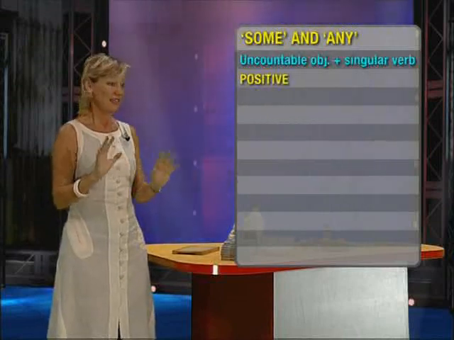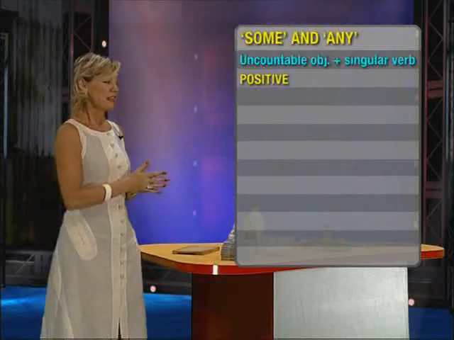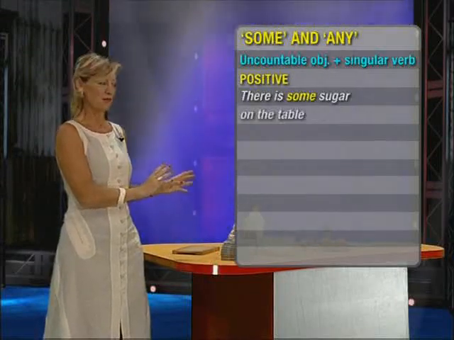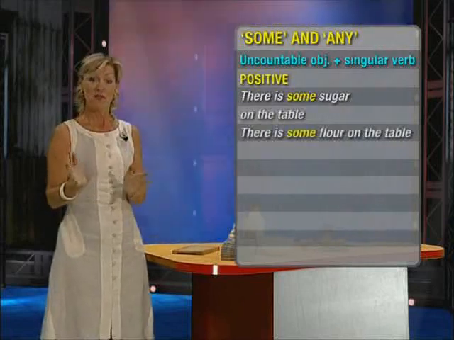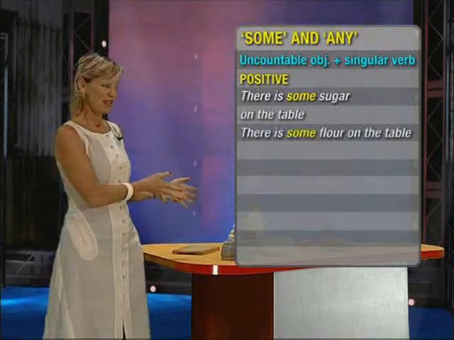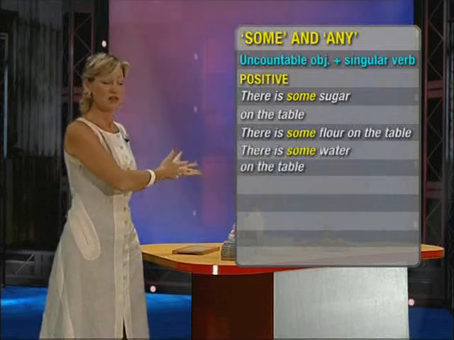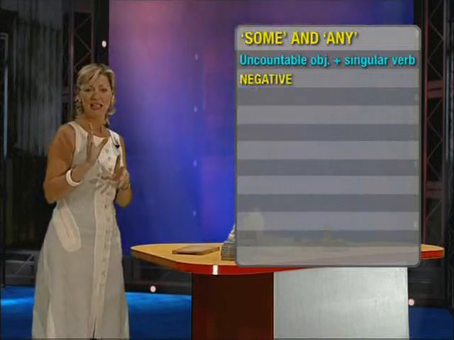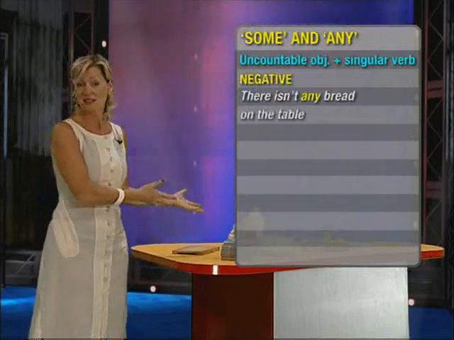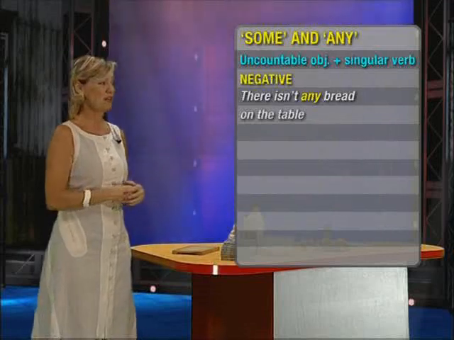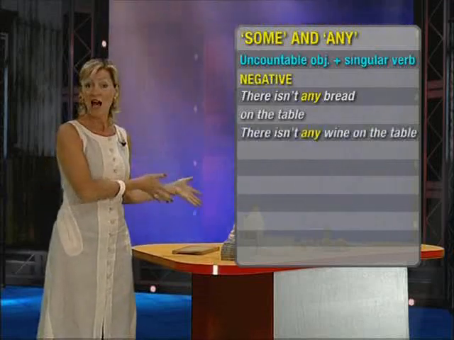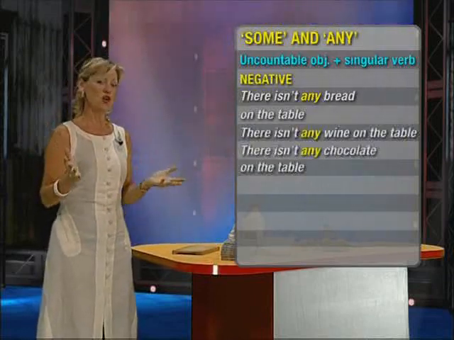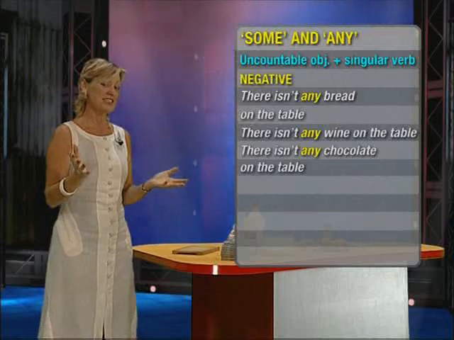Now, let's move on to uncountable objects. These ones here. The examples are, there is, singular verb, some sugar on the table. There is some flour on the table. There is some water on the table. Okay? Negative, again, we use any. We say there isn't any bread on the table. There isn't any wine, a liquid, on the table. There isn't any chocolate on the table, all right?